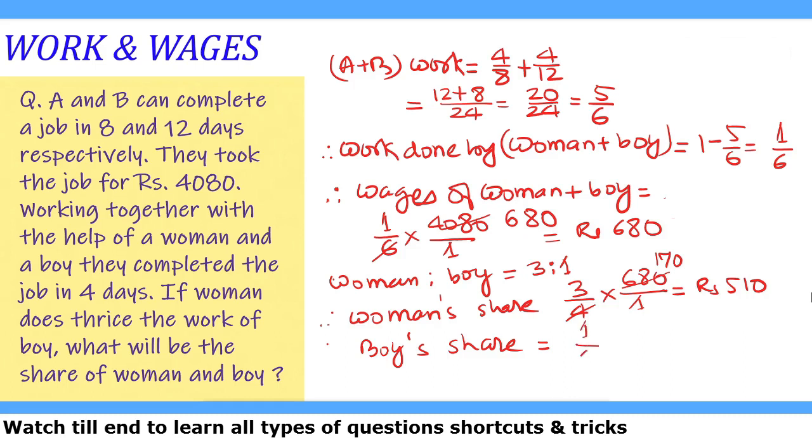So this is 1 upon 4, his efficiency, 1 out of 4. 1 upon 4 multiplied by 680. 4 divides 680 for 170 times. So this is equal to rupees 170. This way we can easily solve this question. Woman gets rupees 510 and boy gets rupees 170 as per their capability or efficiency.